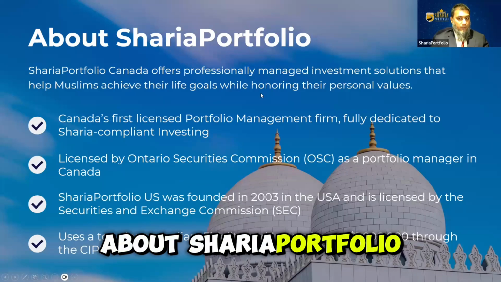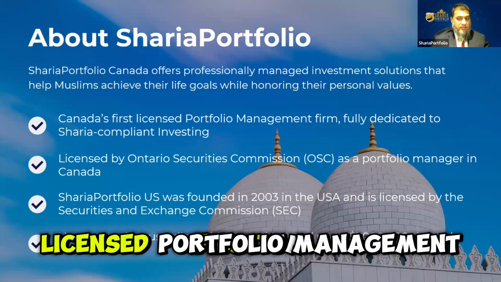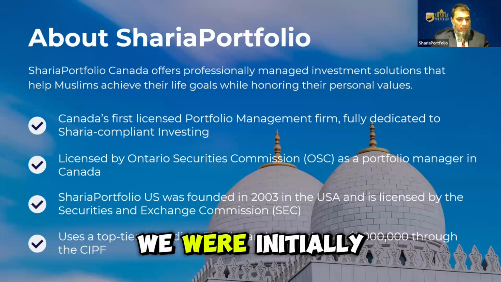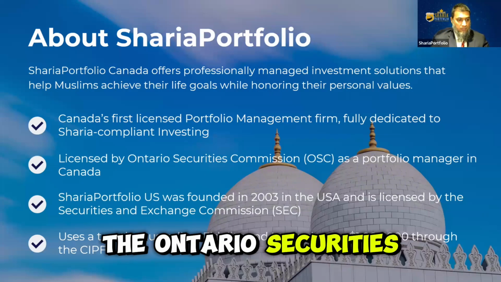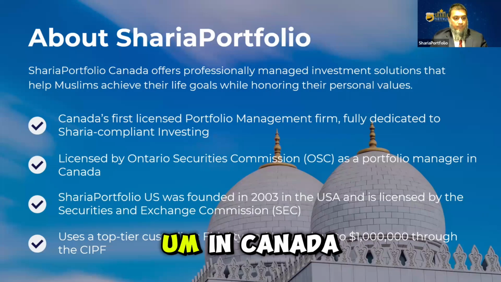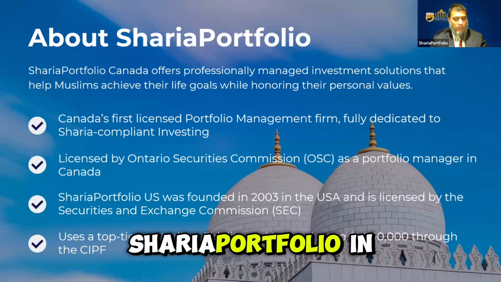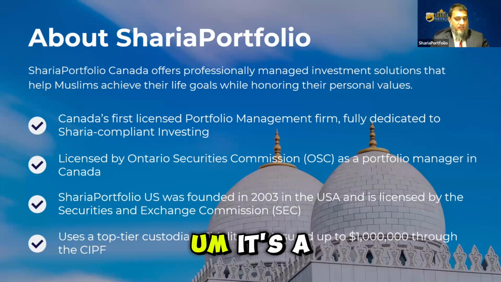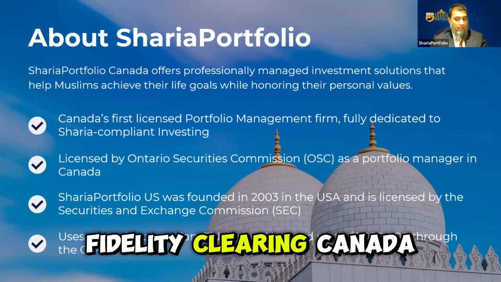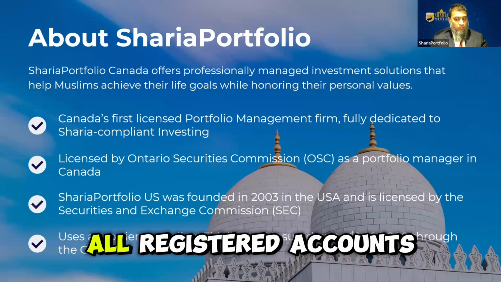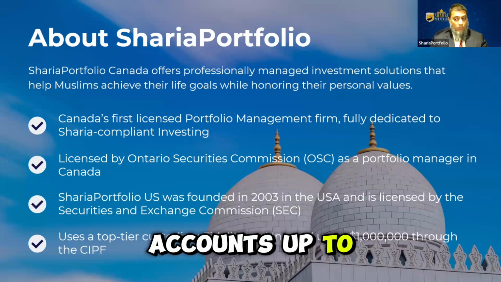So first, a little bit about ShariaPortfolio Canada. We are Canada's first licensed portfolio management firm that's fully dedicated to halal wealth management. We were initially first licensed with the Ontario Securities Commission and have subsequently become licensed with other provincial securities commissions in Canada. ShariaPortfolio in the US was founded in 2003, so about 22 years ago. It's a separate license in the US. Here in Canada, we have a custodian relationship with Fidelity Clearing Canada, which of course carries CIPF, the Canadian Investor Protection Fund, on all registered accounts, or all investment accounts up to $1 million.